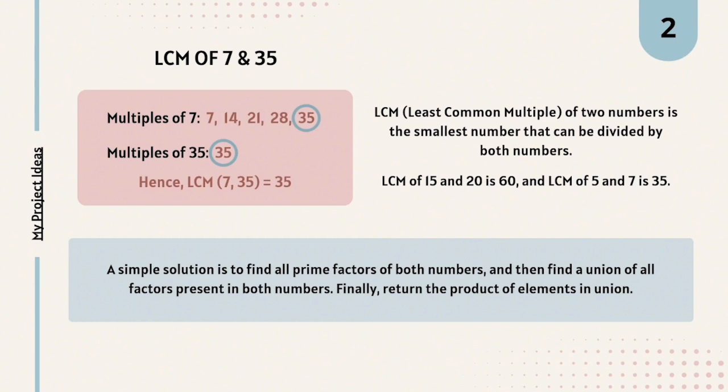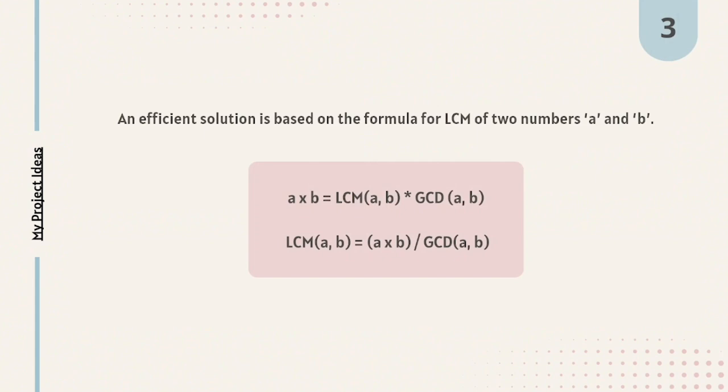The simple solution to find the LCM of two numbers is to find all the prime factors, and you have to find out the union of the factors present in both the numbers, and finally return the product of the elements of the union. That was the simple method. Because we are focusing on DSA, we have to take care of both time complexity and space complexity. So what is the efficient solution to find out the LCM of two numbers?